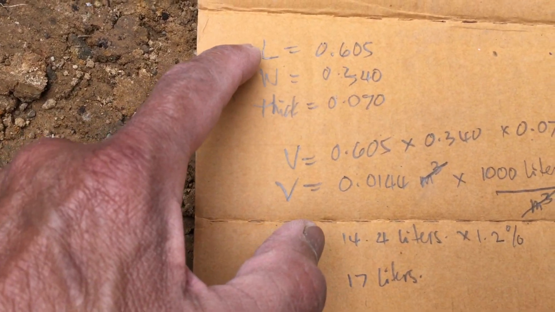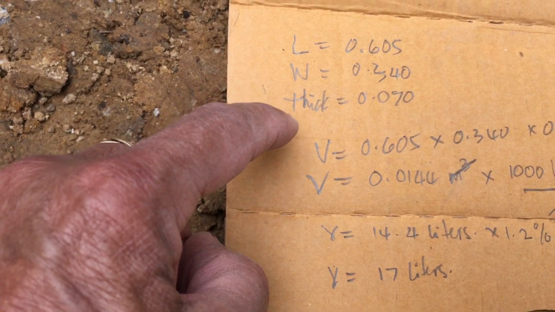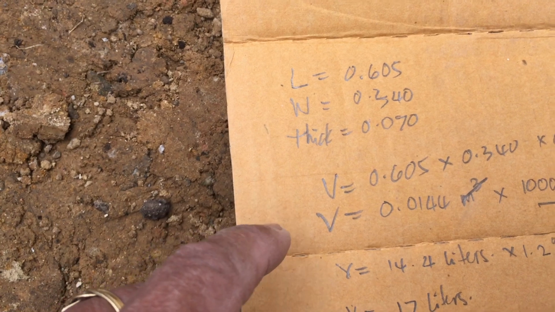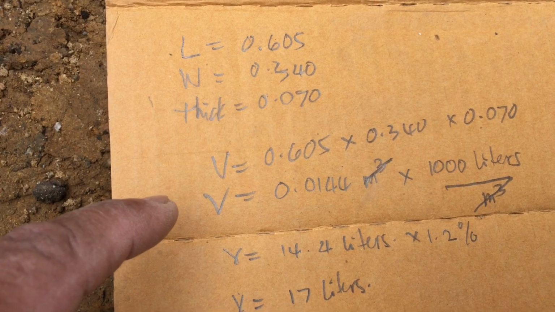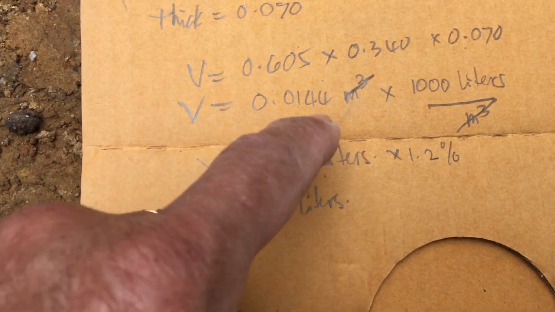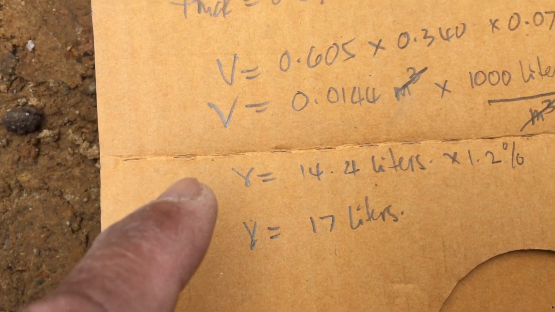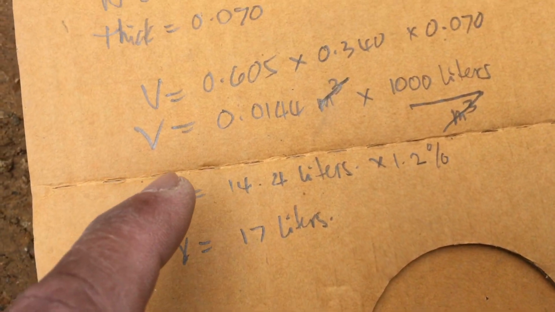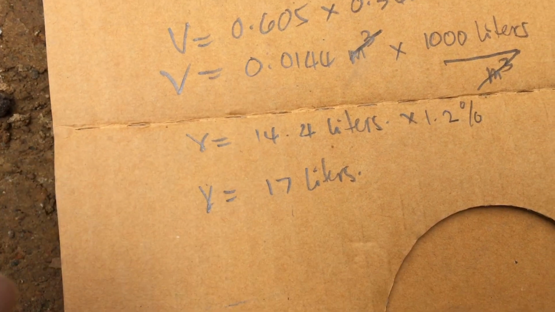So the length is 0.605 and the width is 0.34 and the thickness of the concrete is 0.07 meter, and the volume calculated is 0.0144 cubic meter, multiplied by 1000 liters per cubic meter, and that is 14.4 liters, and I put a 20% factor, so that becomes the volume is 17 liters.